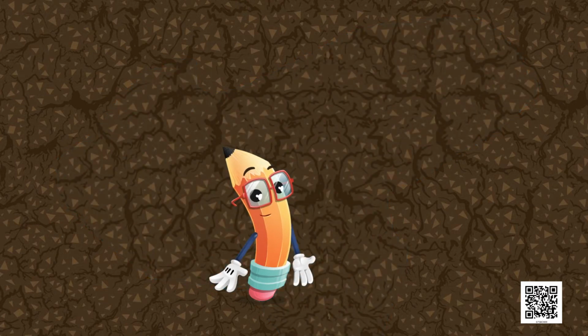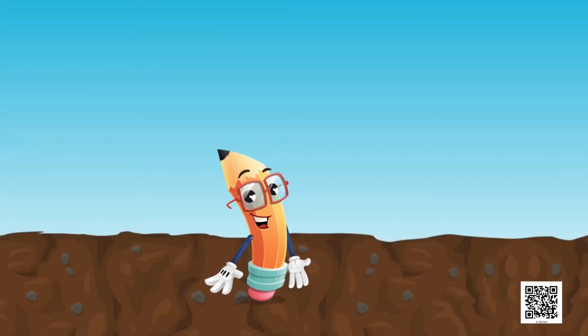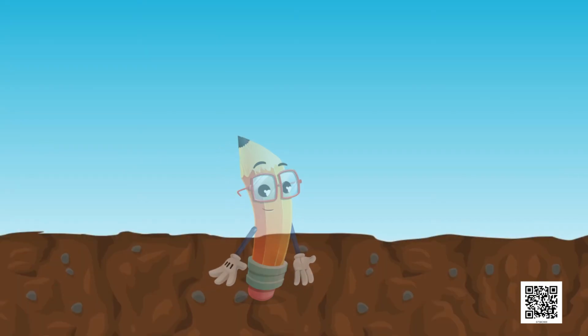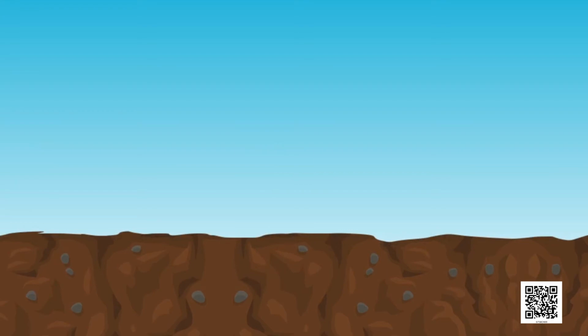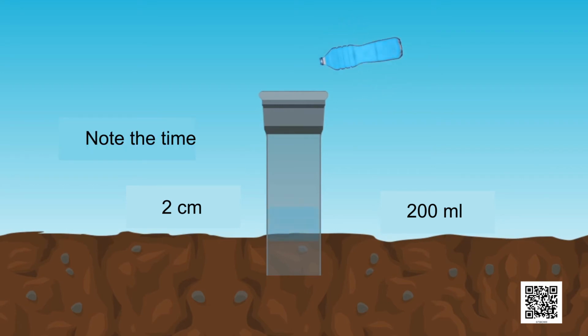For this, we need a hollow cylinder or a pipe. Ensure that each team uses pipes of the same diameter. At the place where we collect the soil, place the pipe about 2 centimeters deep in the ground. Pour 200 milliliters of water in the pipe slowly. For measuring 200 milliliters of water, you can use any empty 200 milliliter bottle.